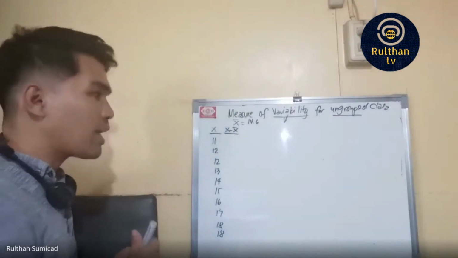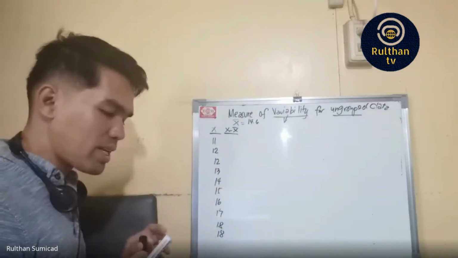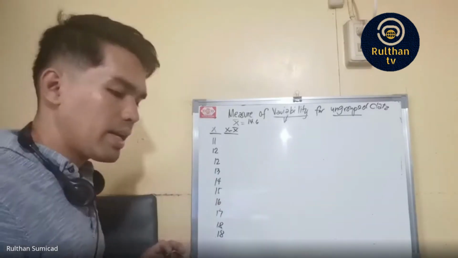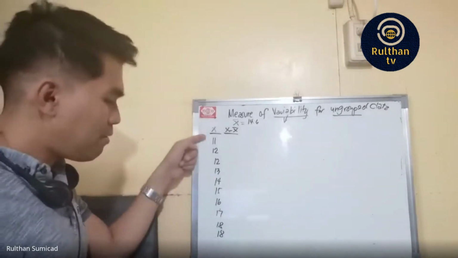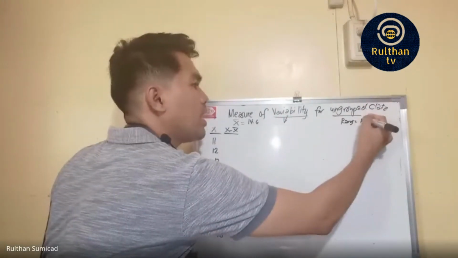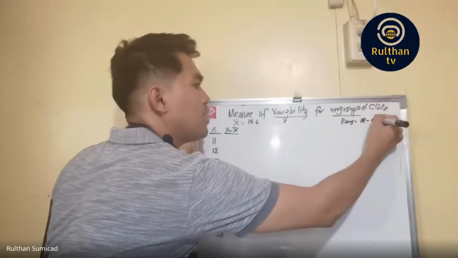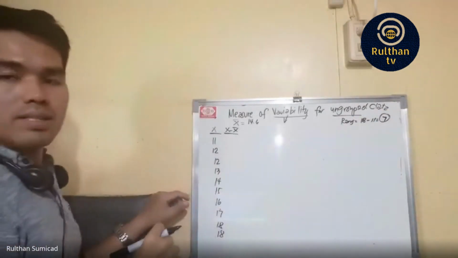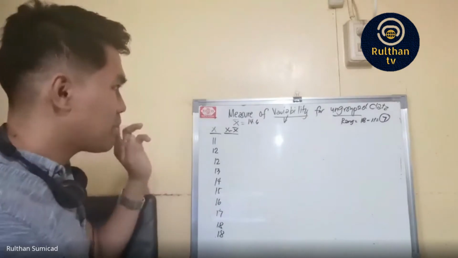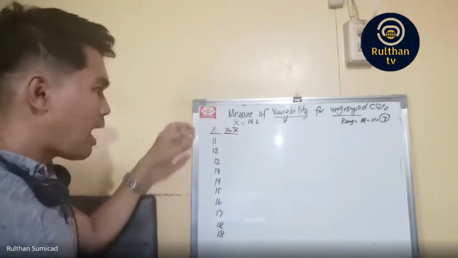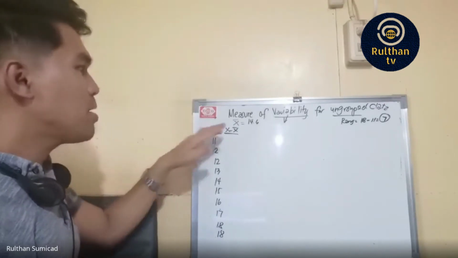Now, let's start computing the range, because this exercise demands the range as well. What is the range of this data? The range is simply 18 minus 11, which gives us 7. Our range is 7. Then we continue with x, the individual score minus the mean.